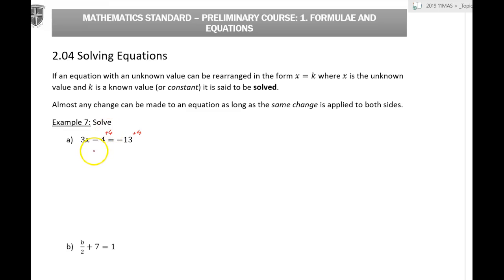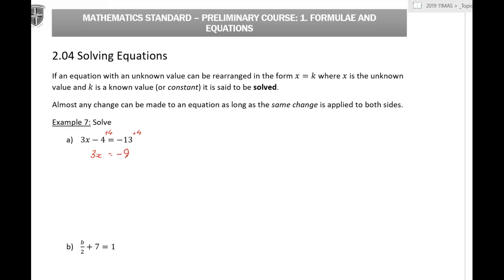So on the left-hand side here, I have 3x. And over on the right-hand side here, negative 13 plus 4, right? Negative 13, advance 4 spaces to the right along the number line, will bring us up to negative 9. All good? So 3x is equal to negative 9.